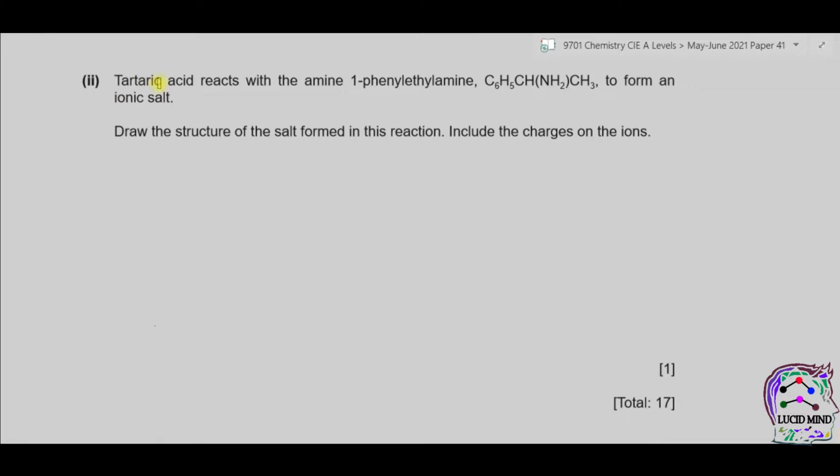Next, part 2, tartaric acid. It reacts with the amine 1-phenylethylamine, C6H5CH(NH2)CH3, to form an ionic salt. Draw the structure of the salt formed in this reaction. Include the charges on the ions.